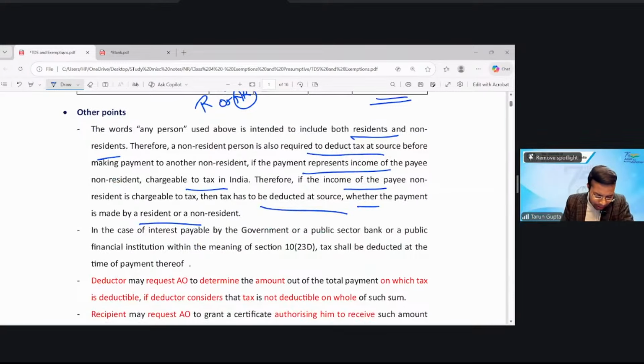Second, in the case of interest payable by the government or a public sector bank or public financial institution, the tax shall be deducted at the time of payment thereof. So, where the interest is paid by the government or public financial institution, then the tax has to be deducted at the time of payment, not at the time of credit.